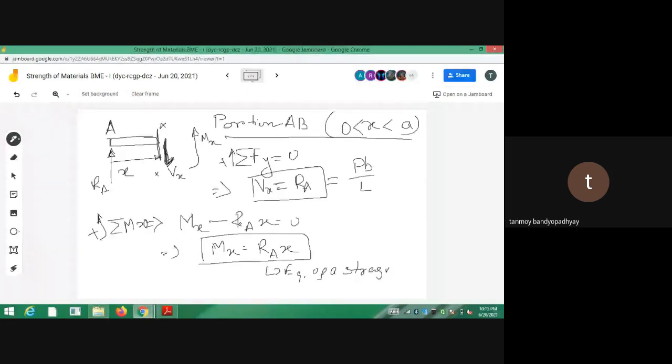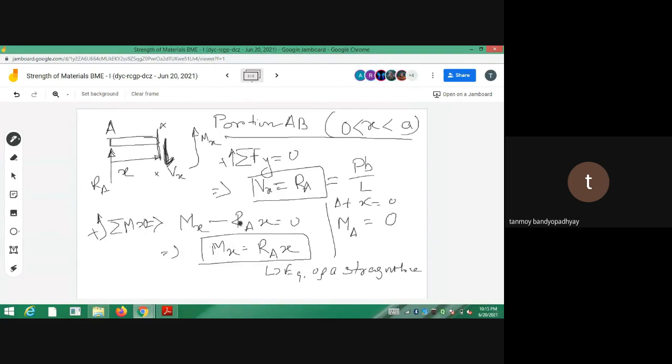Okay? Now suppose at x is equal to 0. If I put x is equal to 0, what will I have? The x is equal to 0 point is A. So at x is equal to 0, I can calculate MA. What will be MA? MA will be equal to 0, because if you put x is equal to 0, MA will be 0.